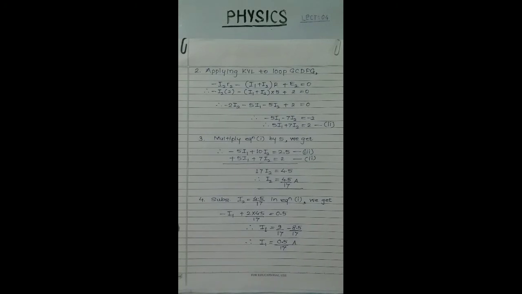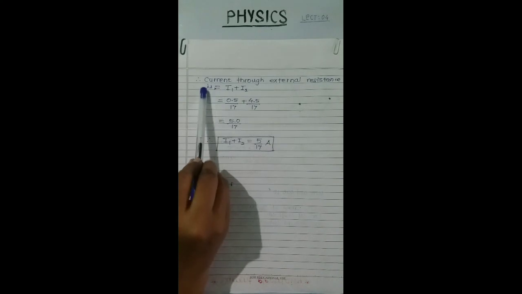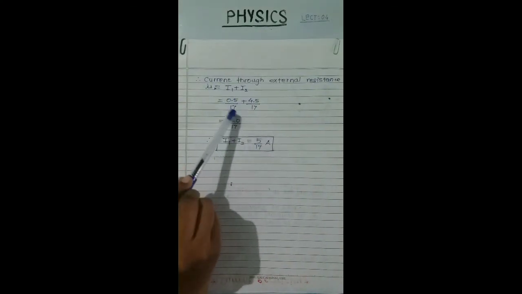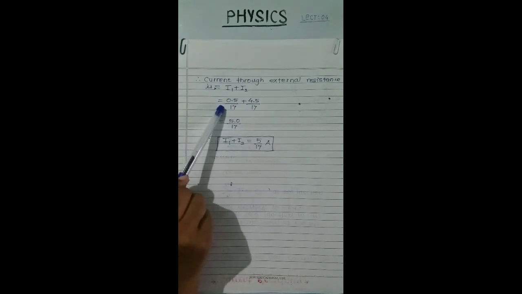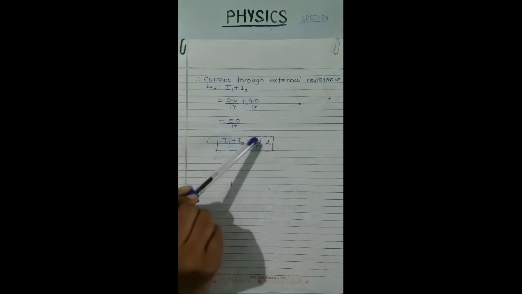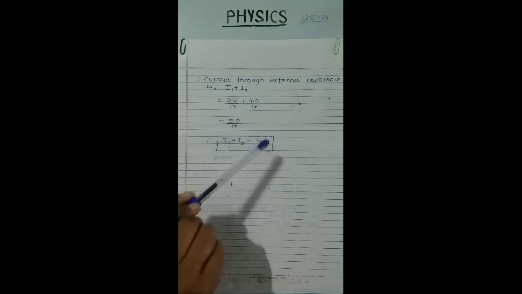Now calculate the current through external resistance R. Therefore the current through external resistance is equal to I1 plus I2. Substituting the value of I1 and the value of I2, we get its value as 5 upon 17 ampere.